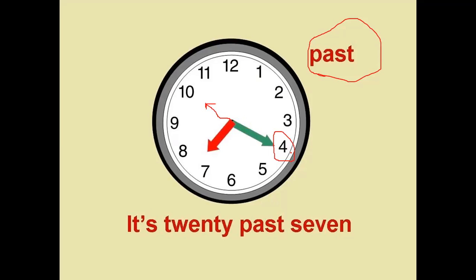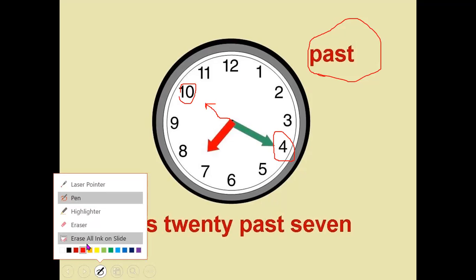It's 20 past 10. So we read the minutes past before we tell the hour. It's 20 past 7. Now we spin to number 10. How do you read the clock now? What time is it? It's 20 past 10. Very good.